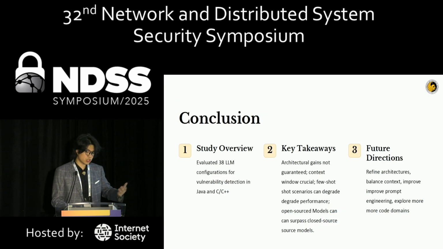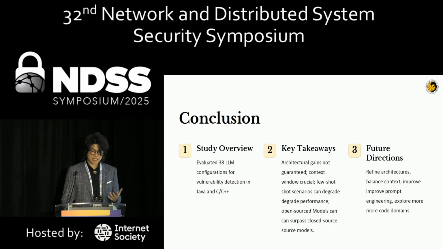So in conclusion here, we tested 38 large language model configurations on a Java and C or C++ vulnerability detection task, seeing that models like Gemma can excel but still vary greatly by language and setup. Large context windows often help, though architecture upgrades like LLaMA 3 and Phi 3 aren't guaranteed to outperform an older version such as LLaMA 2 and Phi 2.